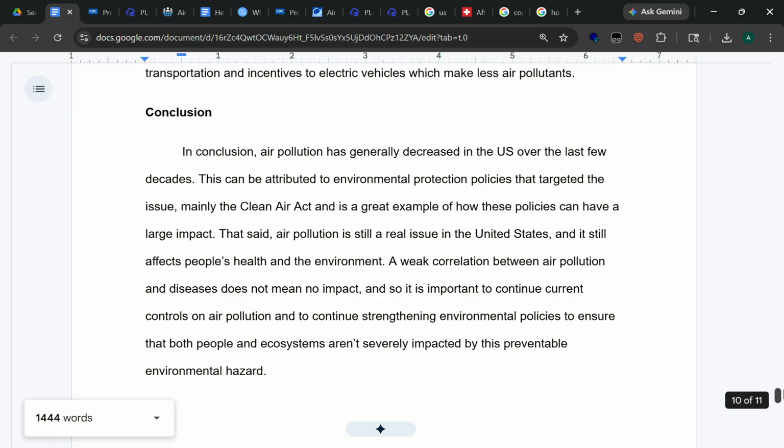And then the other conclusion was what I talked about before, which is that air quality didn't have a strong correlation with chronic pulmonary diseases or cardiovascular diseases in the United States.